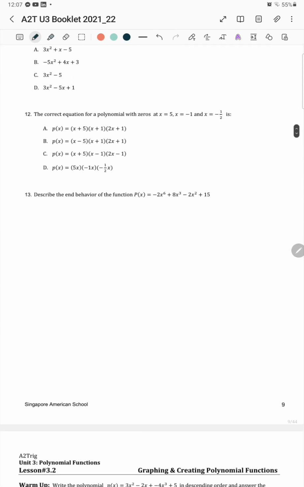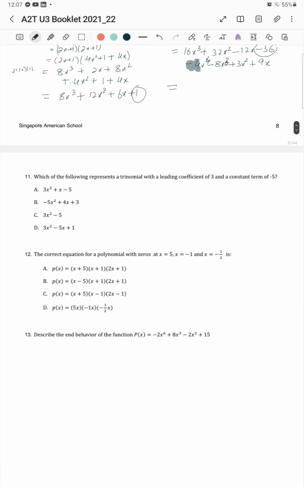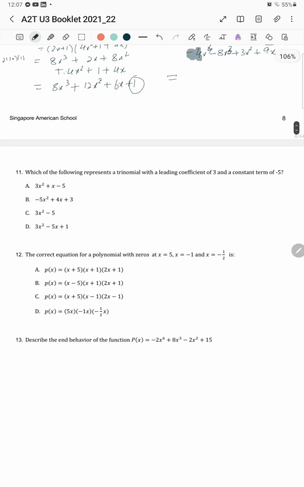Which of the following represents a trinomial with a leading coefficient of 3 and constant term of -5? Represents a trinomial. Tri means 3 terms: 1, 2, 3. This is cancelled, 1, 2, 3. So leading coefficient 3, constant term of -5. So A is the right option.